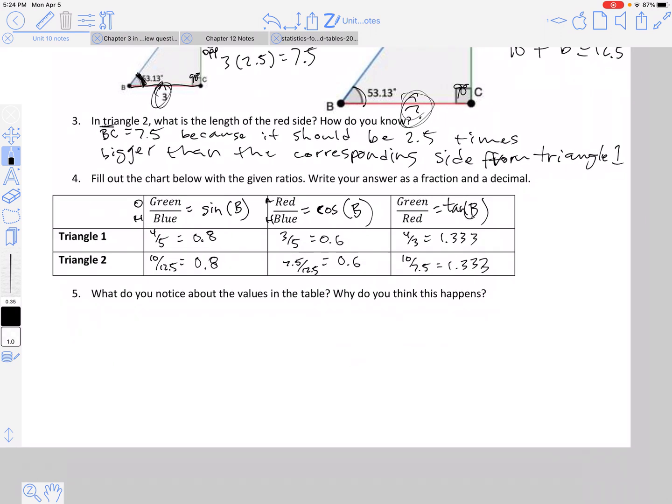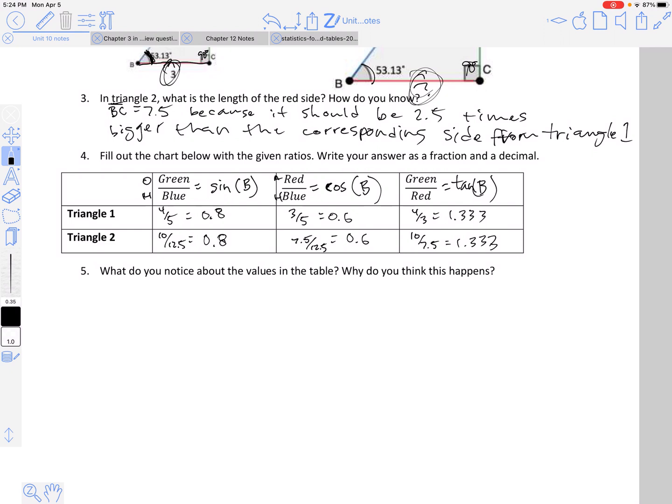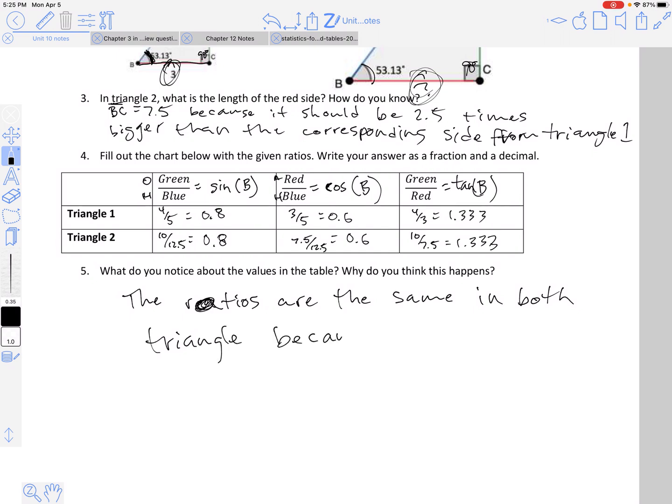So what do you notice about the values in the table? Why do you think this happens? Well, obviously the ratios are the same in both triangles because all the sides are scaled the same amount.